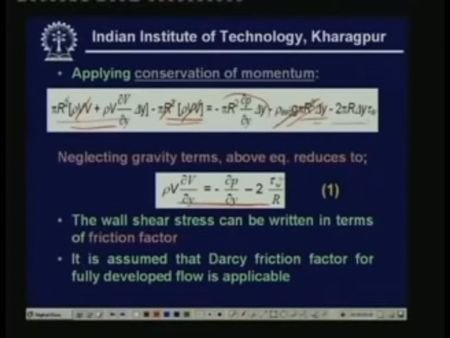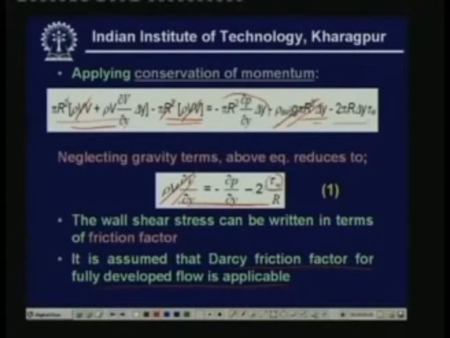Here, as I said, tau w is the wall shear stress. Now, the wall shear stress can be written in terms of friction factor, and for simplicity's sake, we assume that the Darcy friction factor for fully developed flow is applicable. What do we mean by Darcy friction factor for fully developed flow? Once the flow is fully developed, this term will not be there. This term vanishes for fully developed flow.